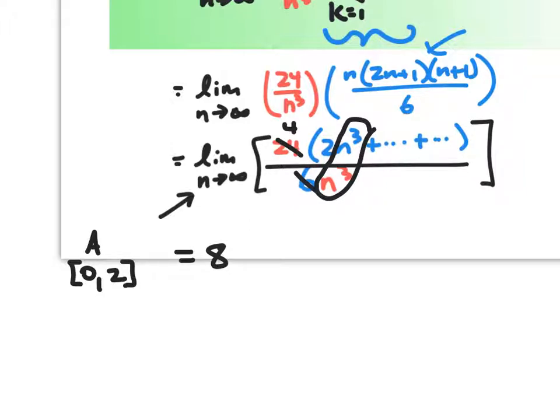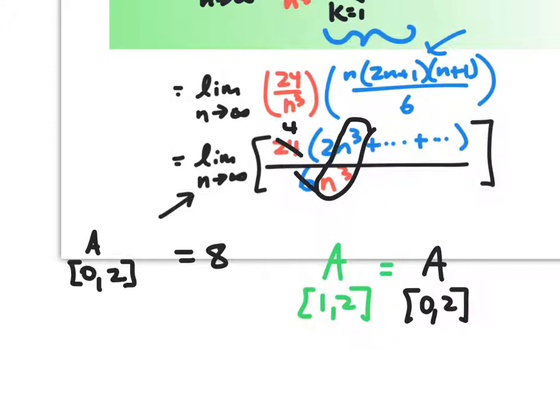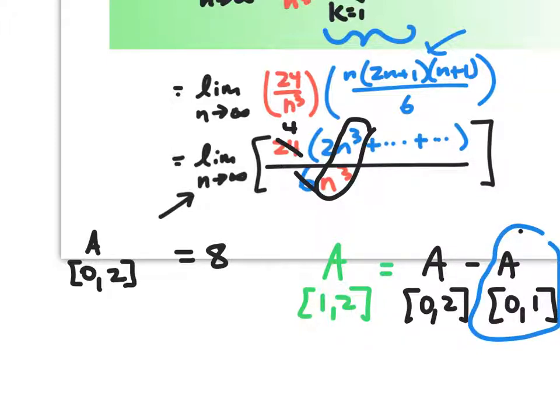So then how would I find the area from 1 to 2? Well, what you would do is the area from 0 to 2 minus the area from 0 to 1. So you would have to do that process all over again for 0 to 1, which isn't that bad. That would find you the area under the curve from 1 to 2.